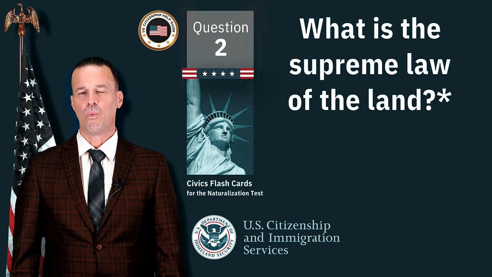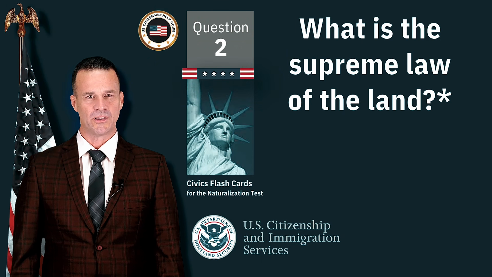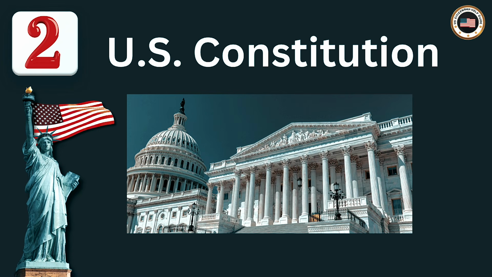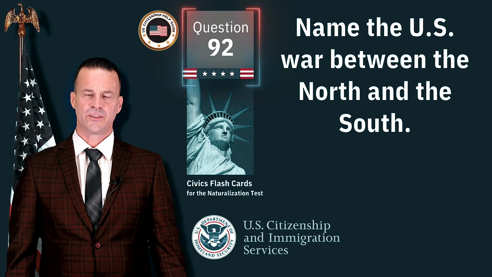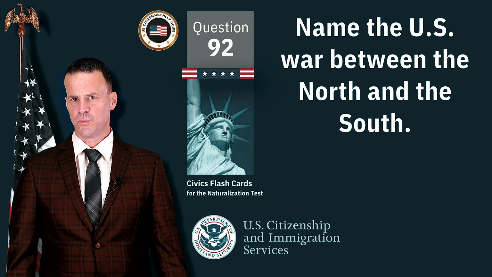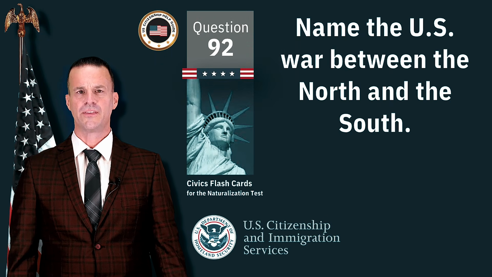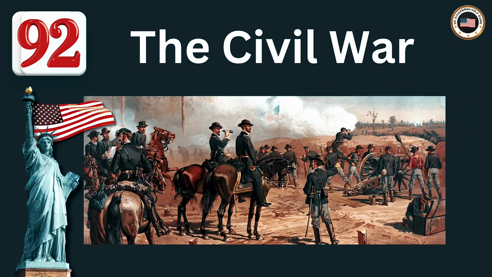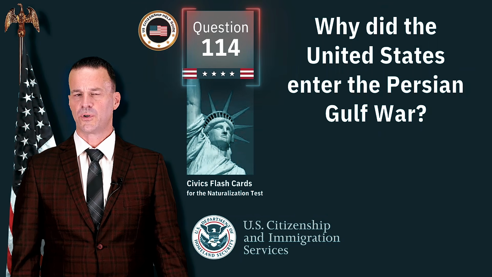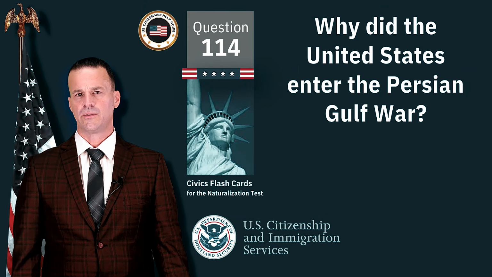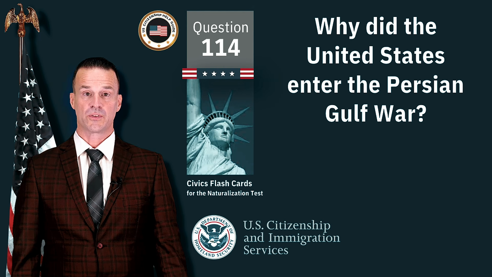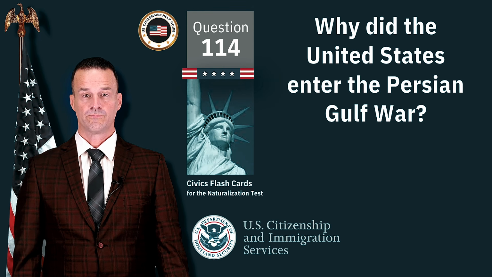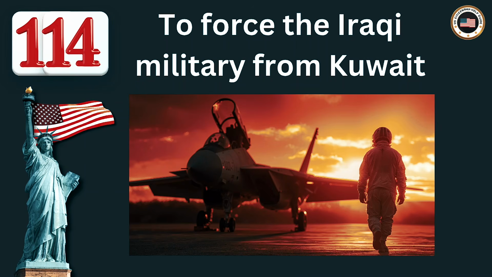2. What is the supreme law of the land? U.S. Constitution. 92. Name the U.S. war between the North and the South. The Civil War. 114. Why did the United States enter the Persian Gulf War? To force the Iraqi military from Kuwait.